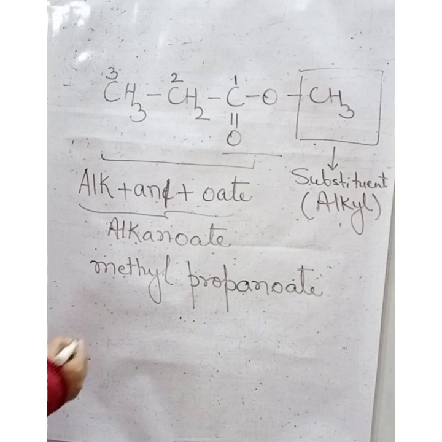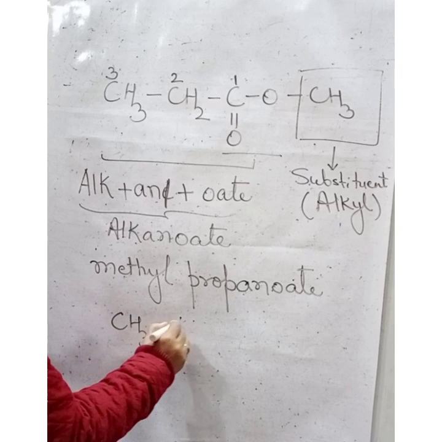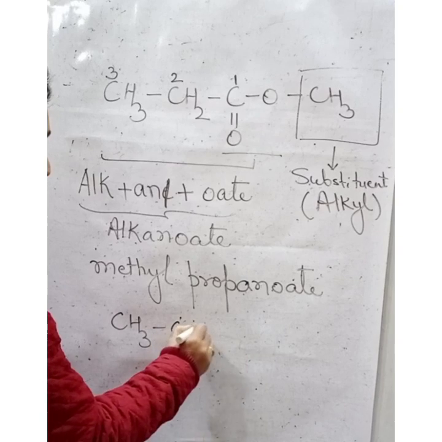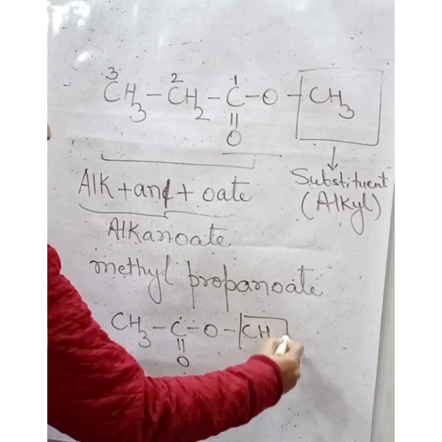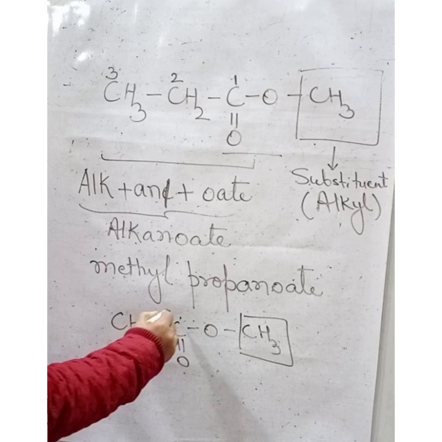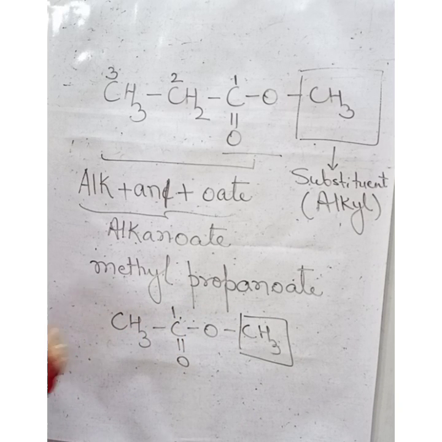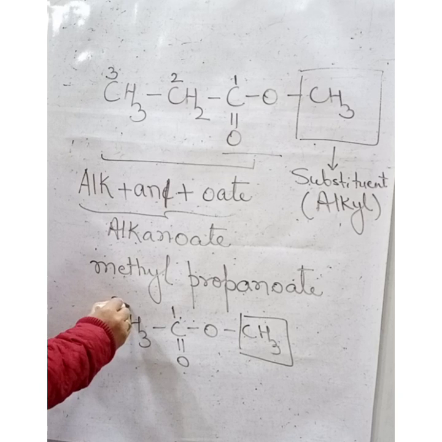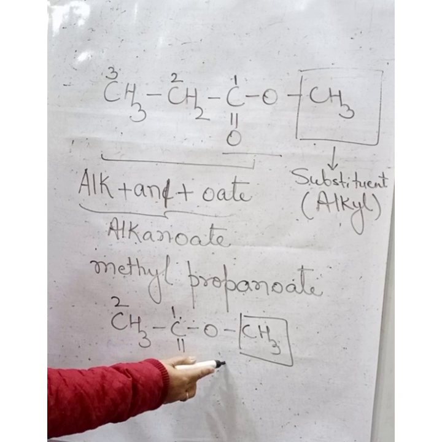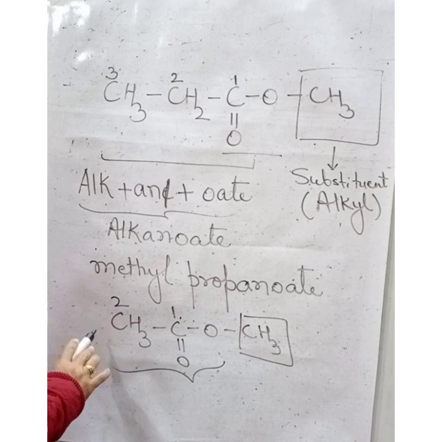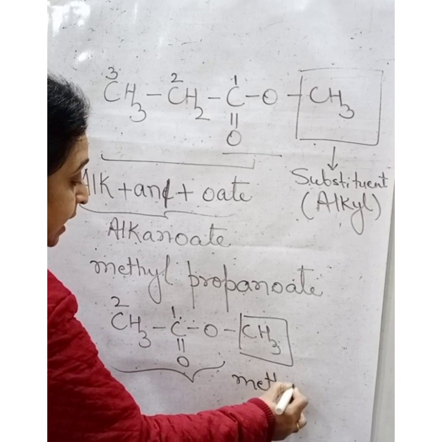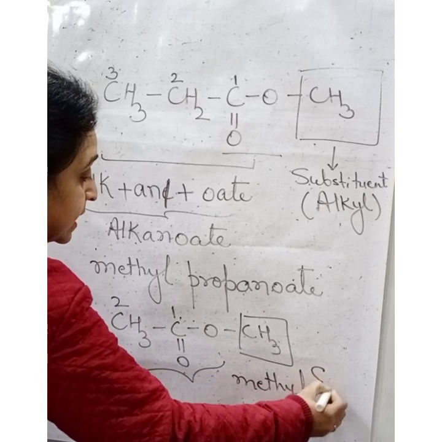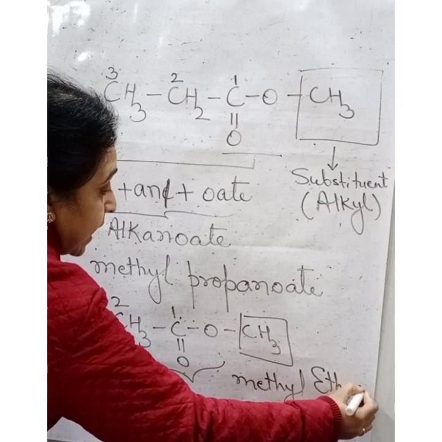Similarly, if another example is given, CH3, C double bond O, CH3. This is our substituent group, the alkyl group. Carbon number 1 is the functional group, and this is carbon number 2. Now you have to name the substituent first, followed by the left hand side. So the name will be methyl, and 2 carbon atoms means ethanoate.